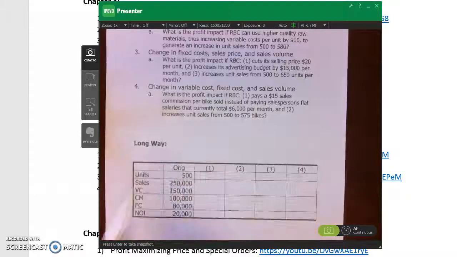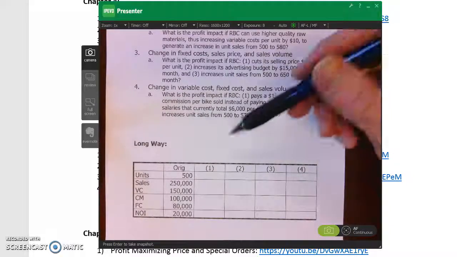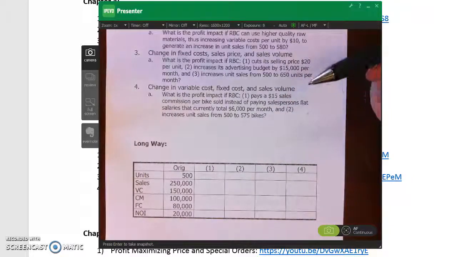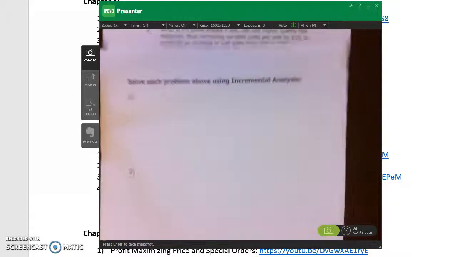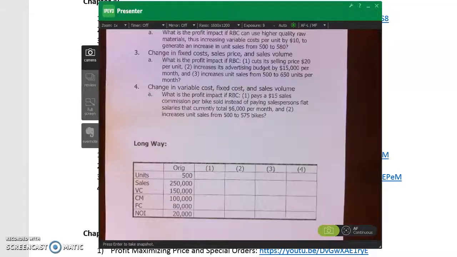And what I call it the long way. We're going to solve each one of these problems the long way. And when I say the long way, what I mean is by using the profit equation. And then you can see what I have over here. Solve each problem using incremental analysis, which would be the shortcut way. And with incremental analysis, as we'll see, we'll be looking at changes in contribution margin and changes in fixed costs, and then just calculating the profit impact that way.